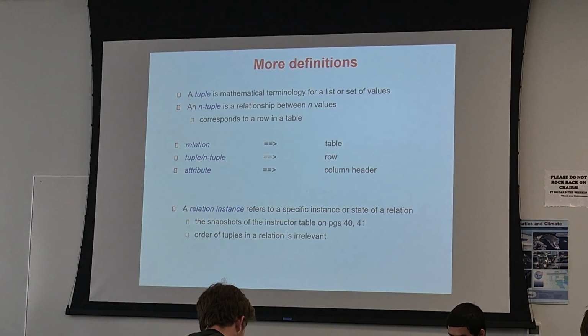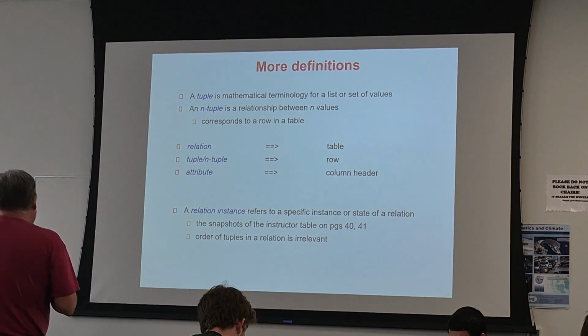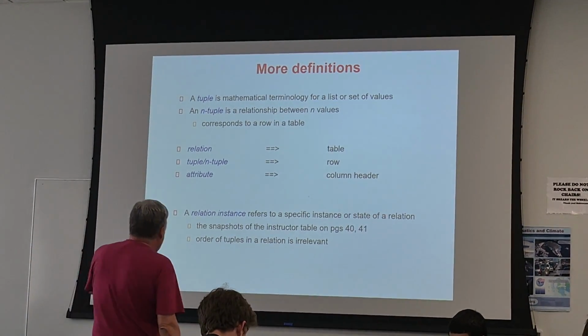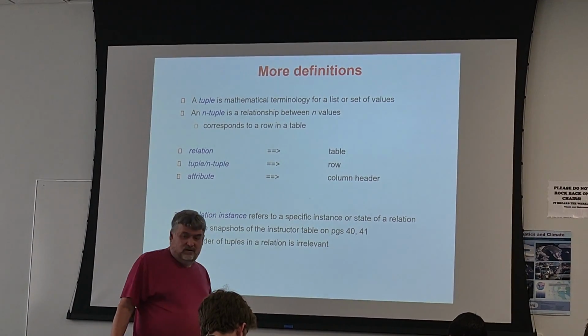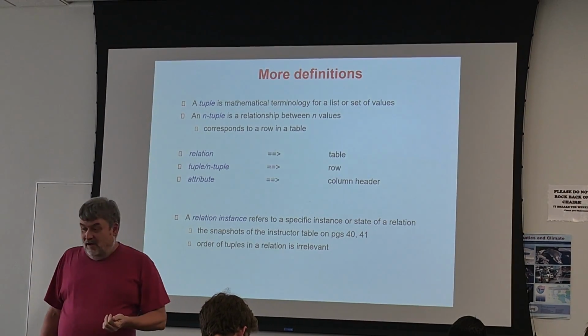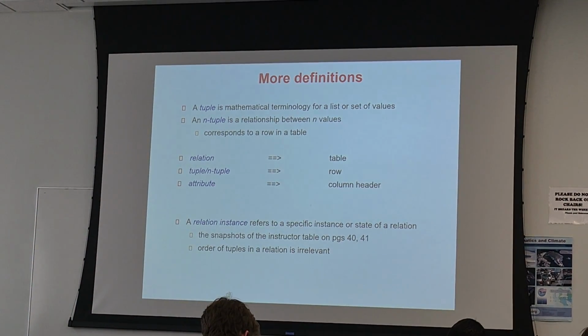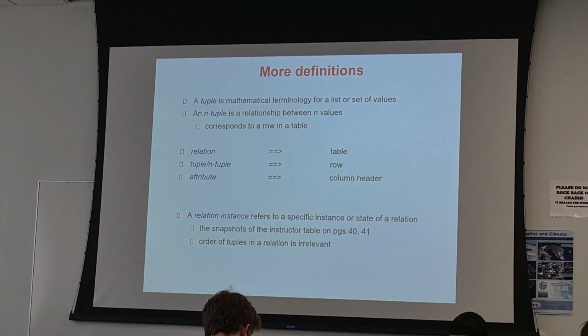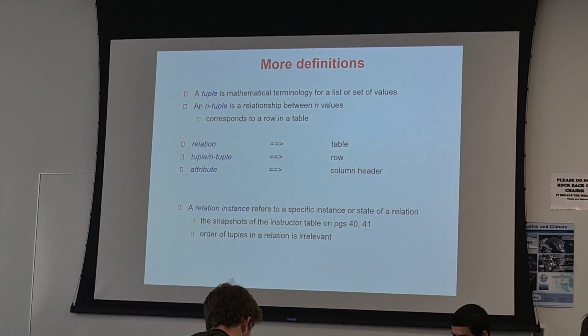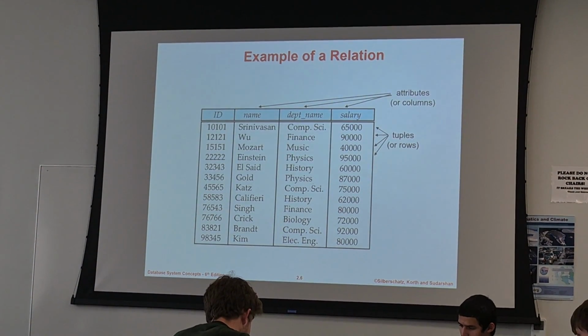And so, at least in a mathematical sense, and mostly in an everyday sense, the order of rows in your table is largely irrelevant. It doesn't change the identity of the table. It doesn't change the contents of the table. The data is essentially still the same.